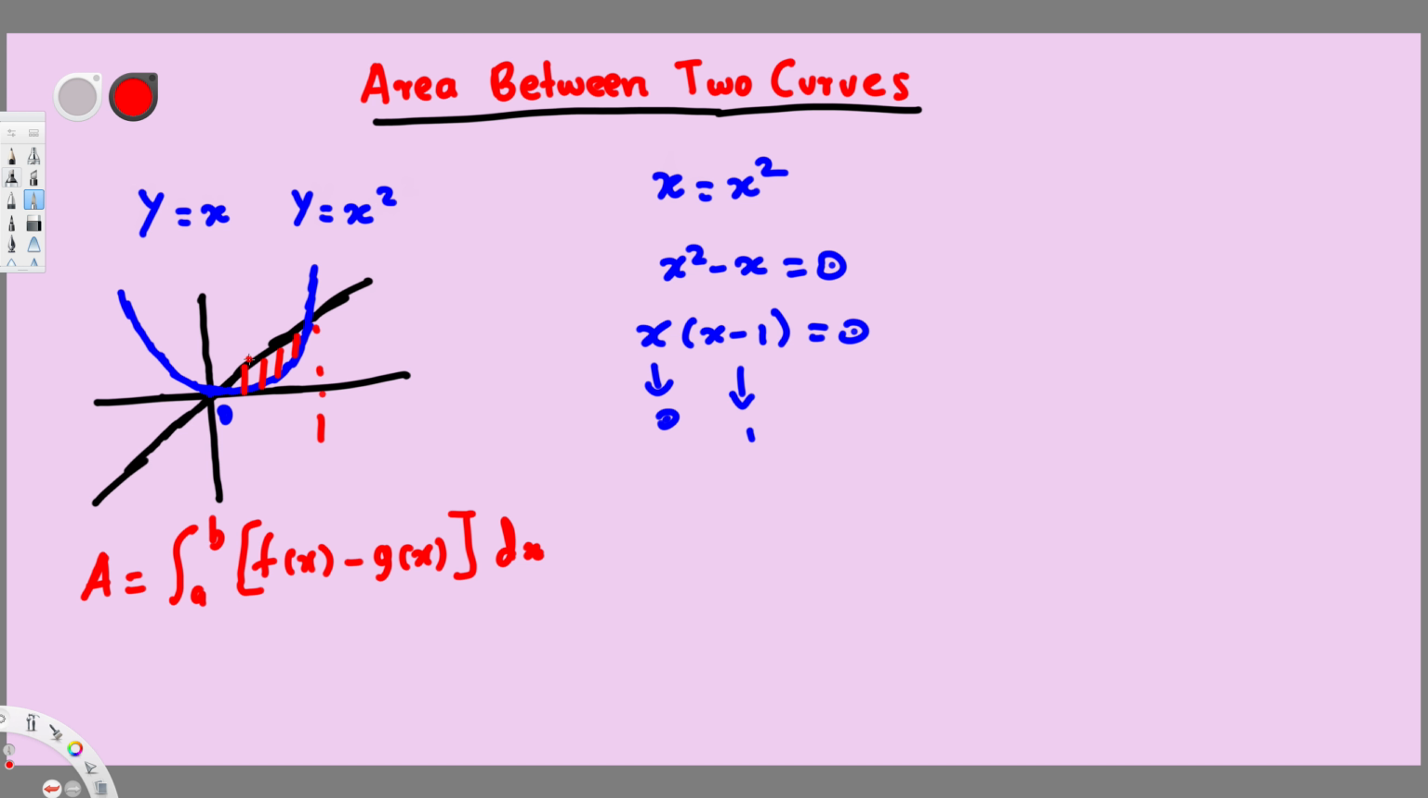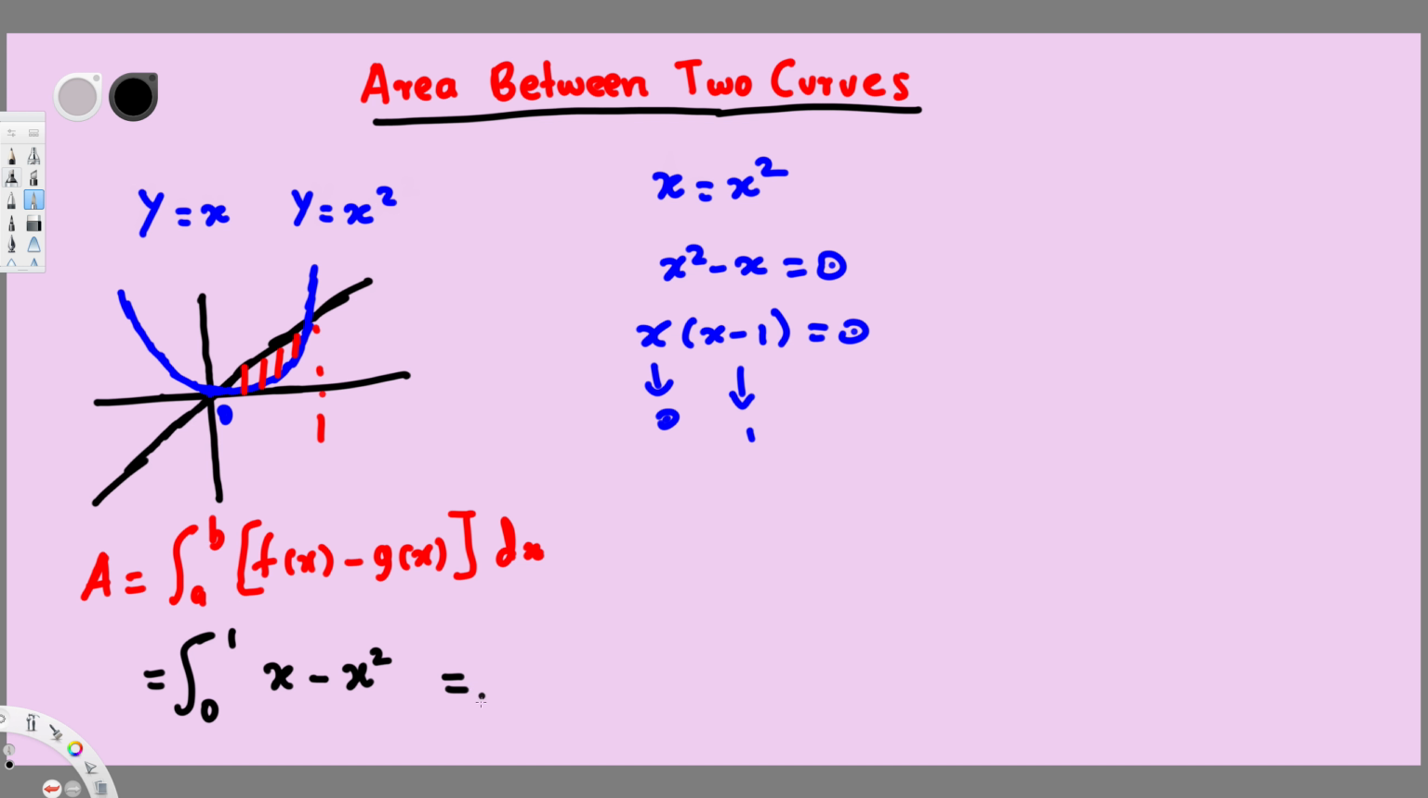Now in this one, the top graph is this straight line, right? So x is going to be the top function. Now if you plug this into this equation, the limits of integration are going to be 0 to 1, and f of x is going to be x, that's the straight line, minus g of x, which is going to be the bottom function, that is this parabola opening up. So this is going to be x squared.